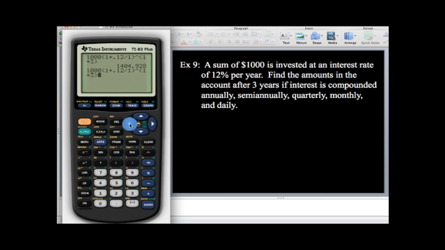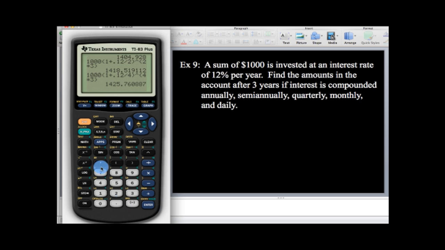For semi-annually, those n values will change to 2s, so I will change that 1 to a 2 and this 1 to a 2. And notice now we get $1,418.52 when we round that off. Second enter again. Quarterly is 4 times per year, so we're going to change these 2s to 4s now. And we get $1,425.76. Again, 76 cents there.